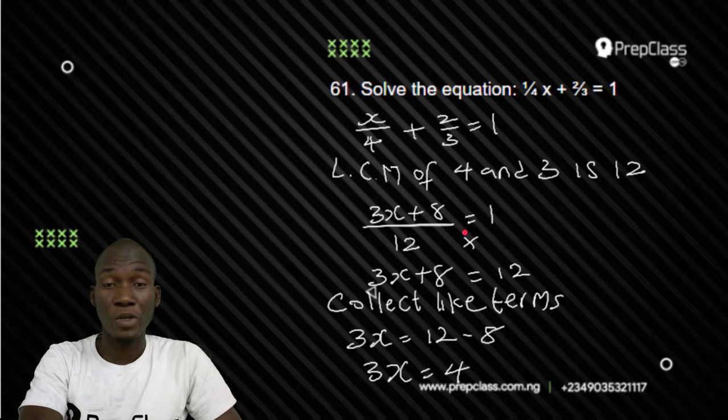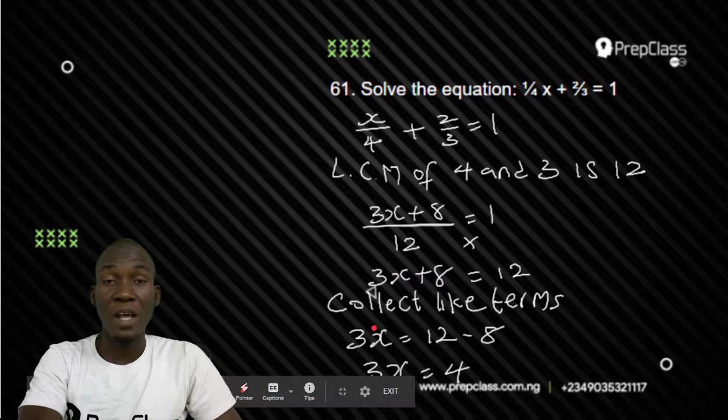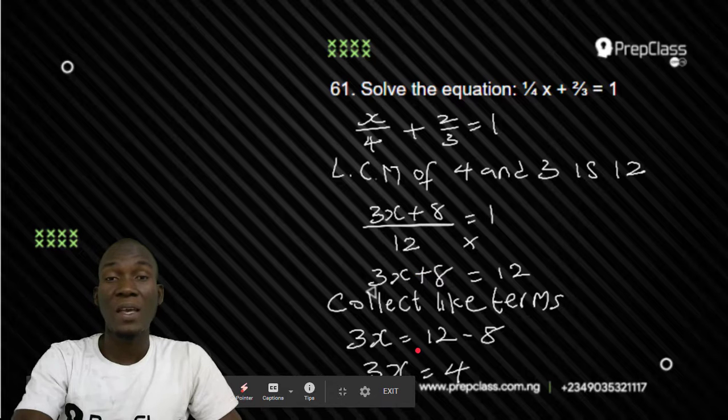Now at this point, we cross multiply. When we cross multiply, we have 3x plus 8 equals 12 times 1, which is 12. Now we collect like terms here. 3x will stay on the left hand side of the equation, equals, on the right hand side we have 12. Then 8 is on the left hand side, to move to the right hand side. It is positive here and it changes to negative. So therefore we have 3x equals 4.